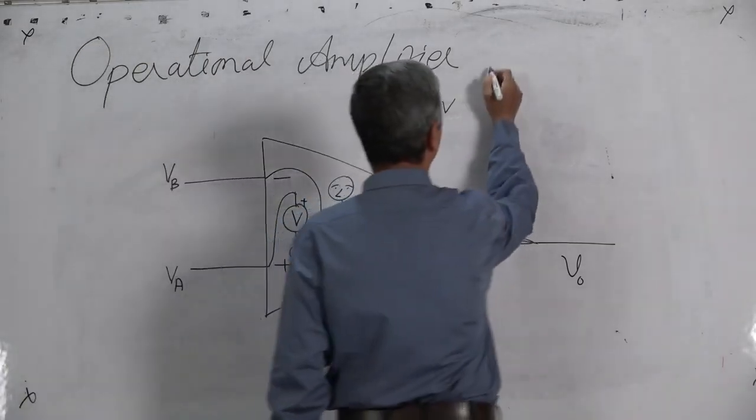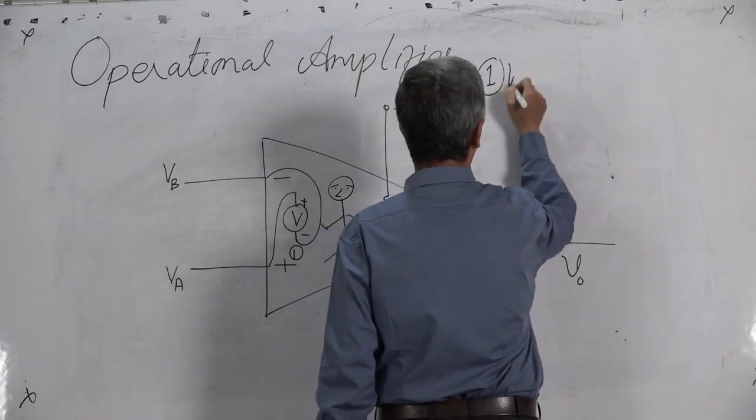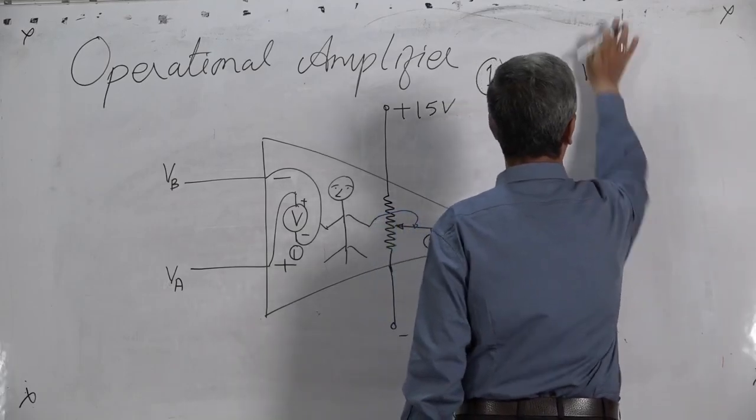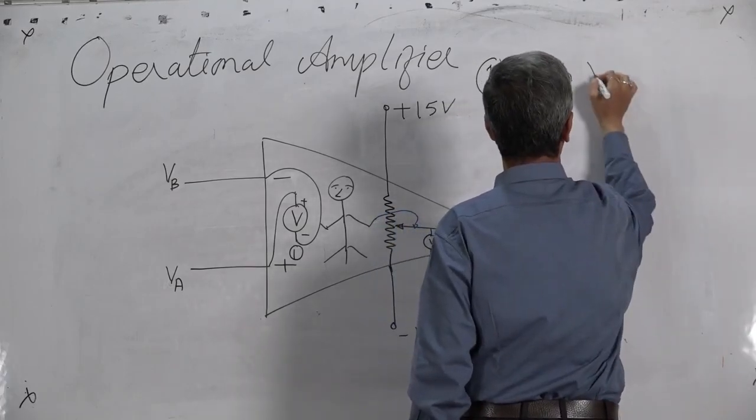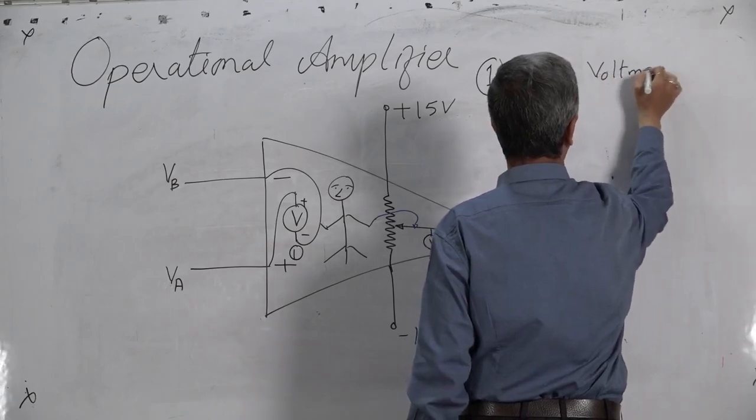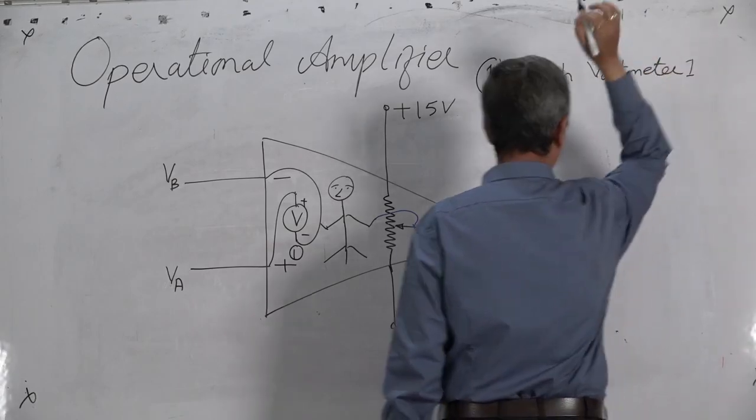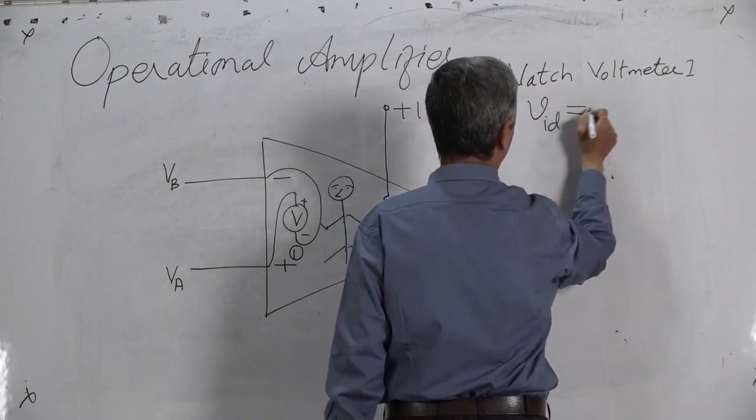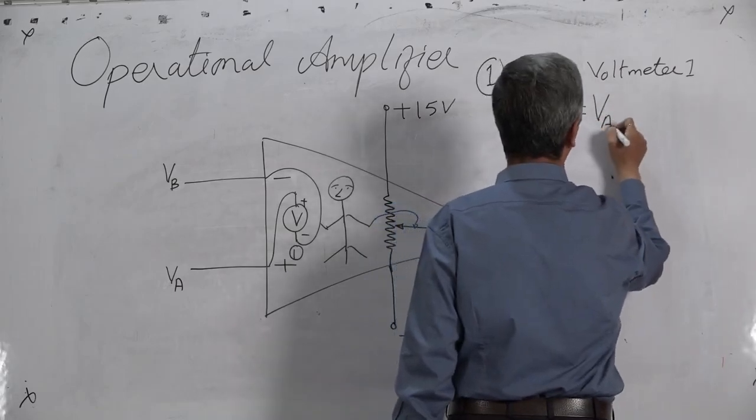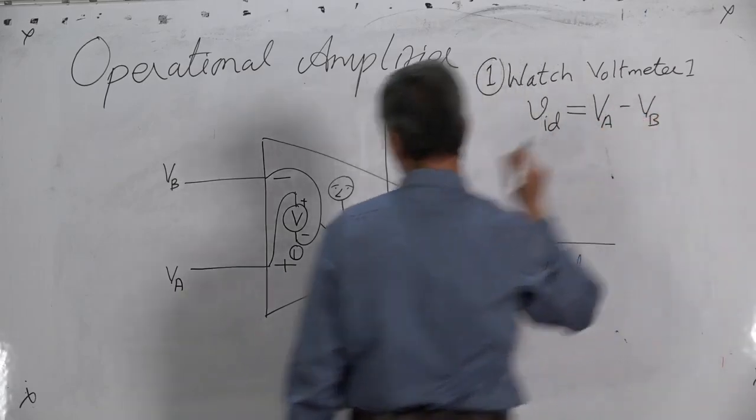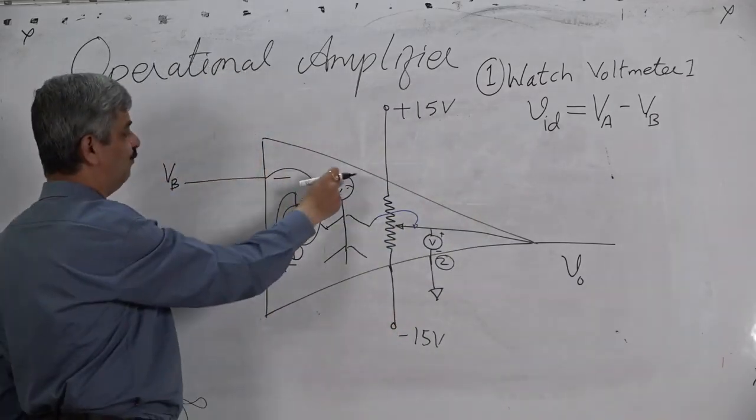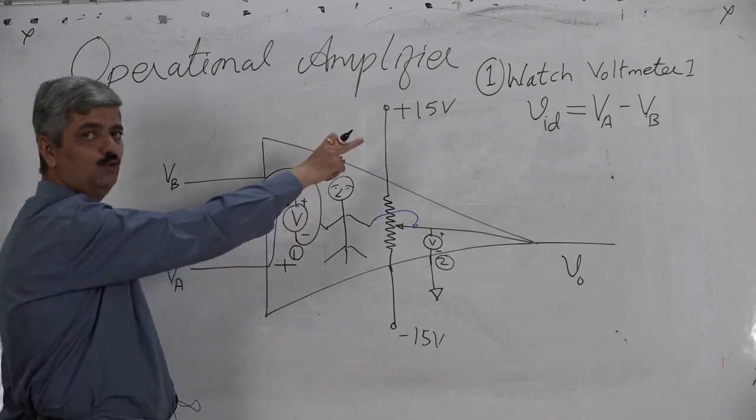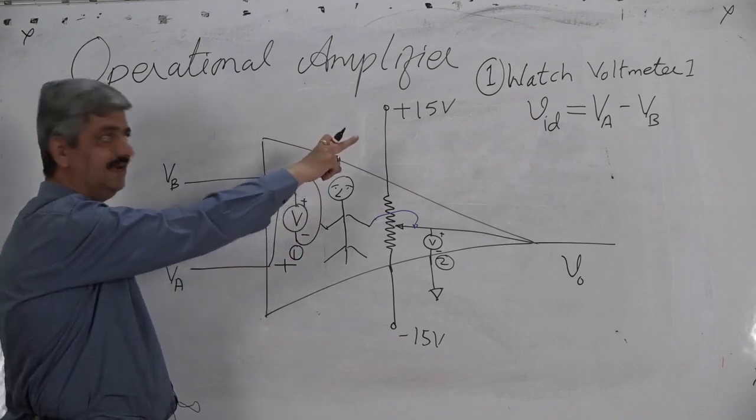1. First watch voltmeter 1. What is the voltmeter 1 reading? It is called VID. It is the input differential, which is VA minus VB. So with your eyes you are watching voltmeter 1, which will show you the reading of the differential input VID.